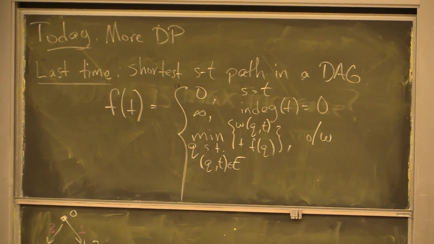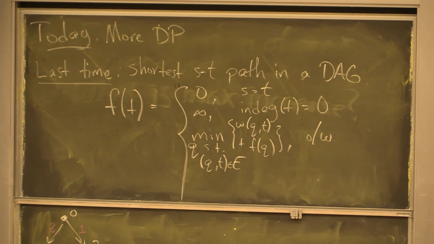Because there's no cycles. The other base case is that nothing goes into t. The in-degree of t is 0. If that's the case, then there's no way to get from S to t, so the answer is infinity. I'm using infinity to denote there being no path. And then the last case, which is the recursive case, is that t is not S, and there's at least one thing that points into t. And the point there is, any path, including the shortest path, has to go to some vertex and then go to t as the last hop, right? So break up the shortest path into the very last hop, which is going into t from some vertex q, I don't know what q is, and then the rest of the path is going from S to q, right?